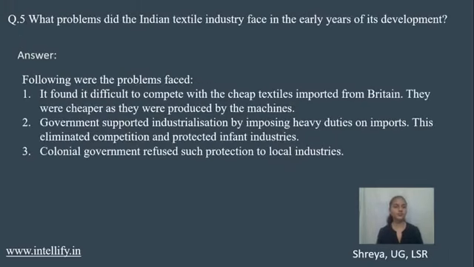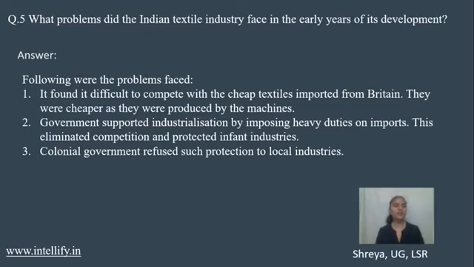Another important question: what problems did the Indian textile industry face in the early years of its development? It is obvious that when the Indian textile industry started, it was not easy to become famous in one go. So, there were some problems faced.